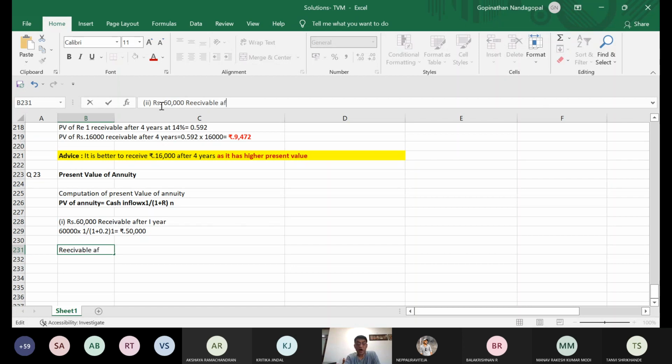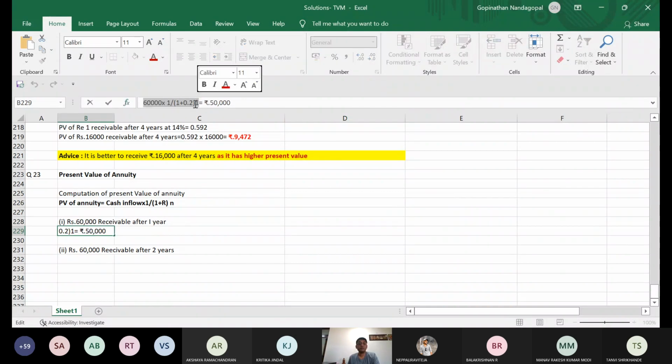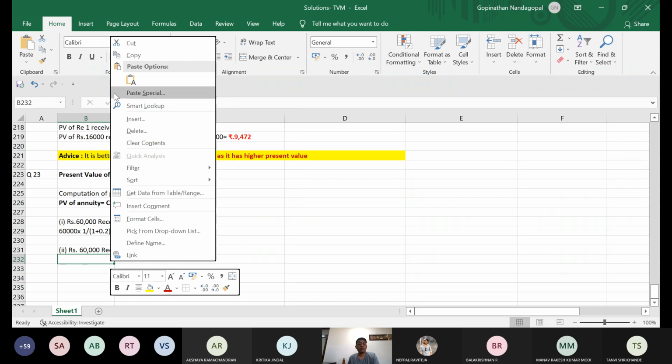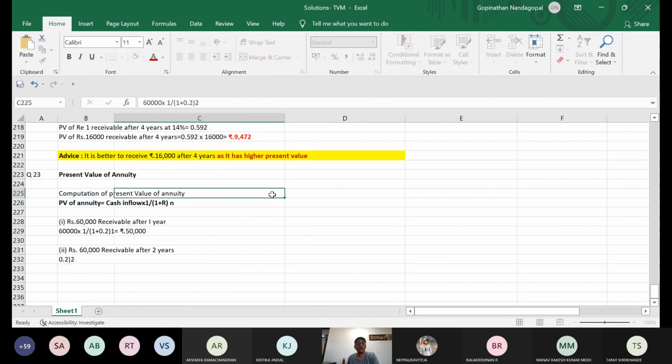Receivable after 2 years. After 2 years, so we'll take the same thing, and here, instead of 1, we put 2. Tell me how much do you get? Don't round it off.